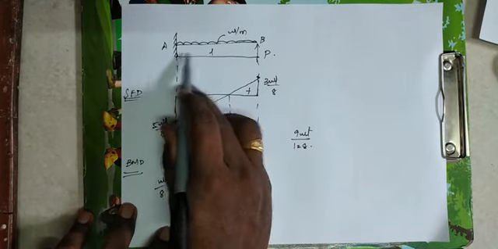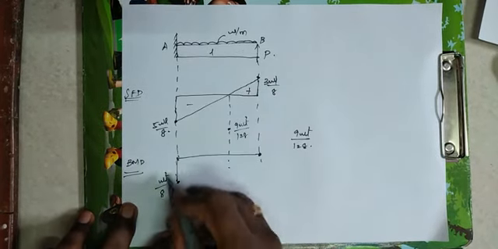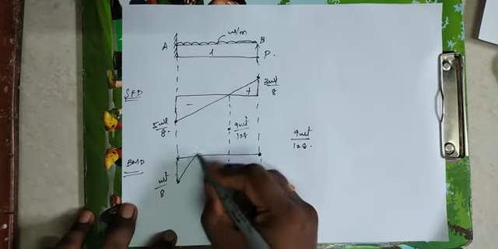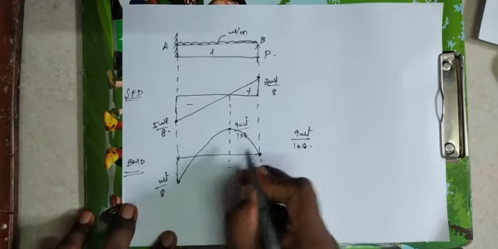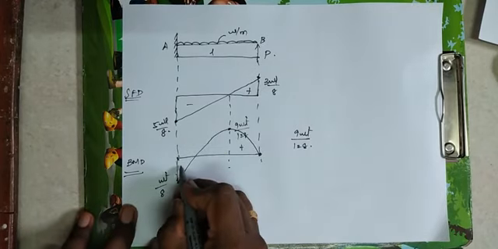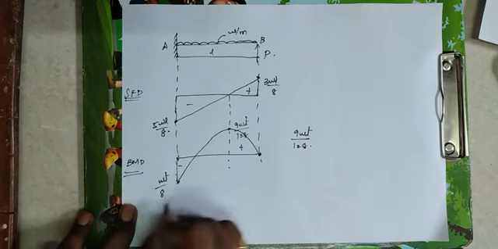Since the given load is a UDL, the bending moment diagram will be a parabolic curve. This one is positive and this one is negative.